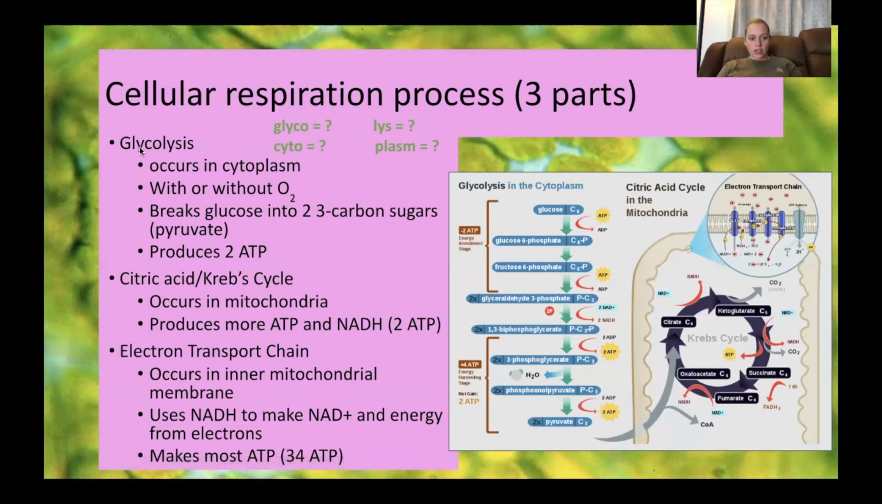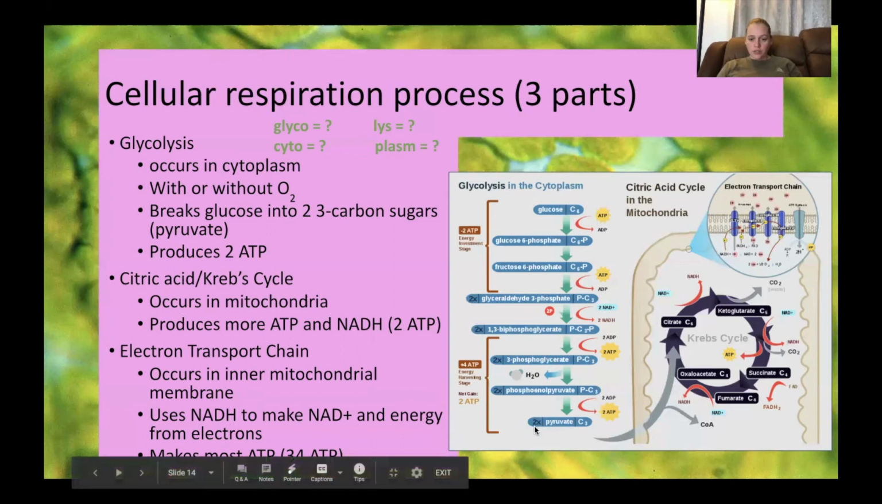So we'll start with glycolysis, glyco for sugar and lyse for to cut. So we're going to be cutting sugar here. This occurs in the cytoplasm with or without oxygen present. It doesn't matter. It's not used in glycolysis. So our 6-carbon glucose comes in, and it's going to be cut in half to give us 2 3-carbon molecules called pyruvate.